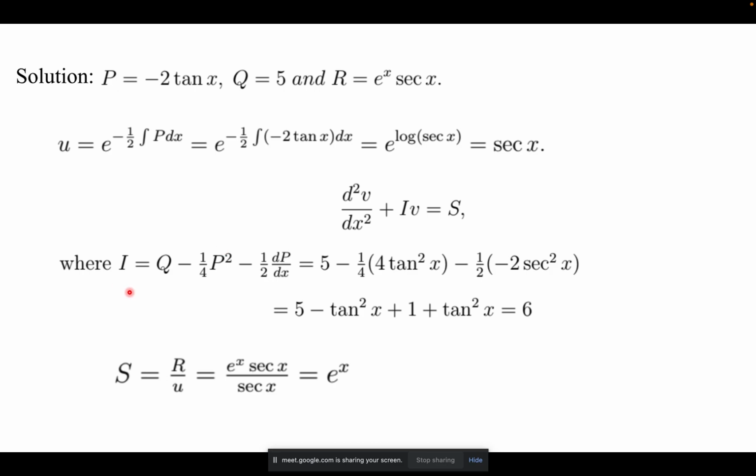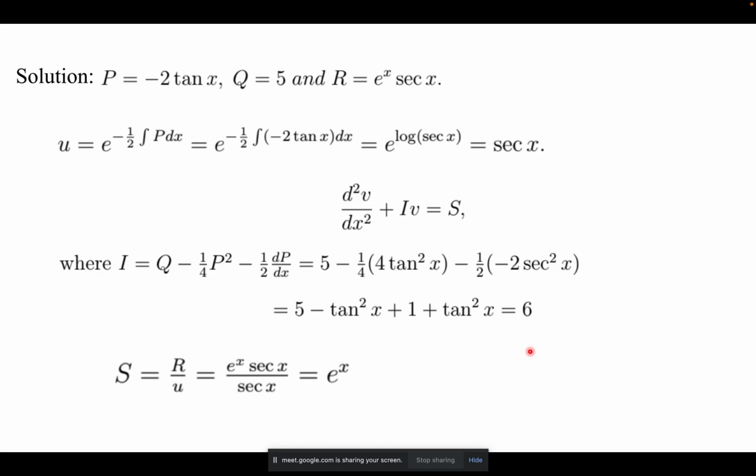The value of I is given by q minus p square by 4 minus half dp by dx, as I told you before. Here q is 5 and p is minus 2 tan x. So you have 5 minus 1 by 4 times the square of 2 tan x, which gives 4 tan square x. The minus sign will vanish because of the square, and then you have minus half times dp by dx. The derivative of tan x is sec square x, so you have minus 2 sec square x, and from here the value of I can be written as 5 minus tan square x plus 1 plus tan square x, which is equal to 6, right?